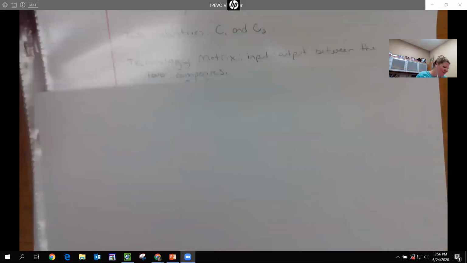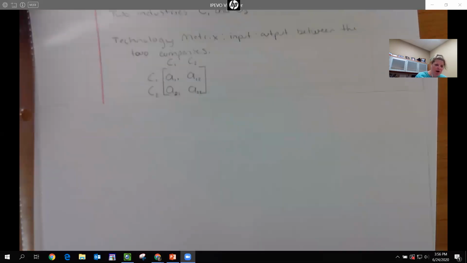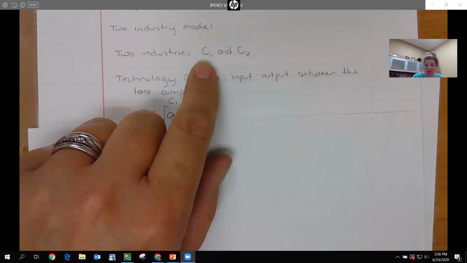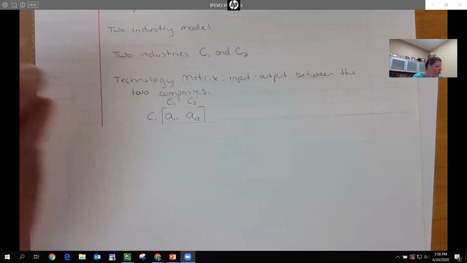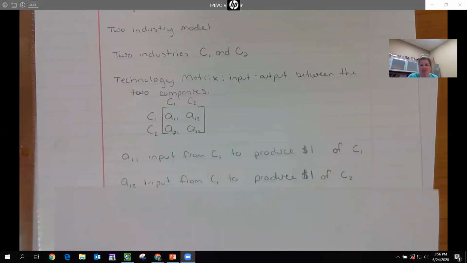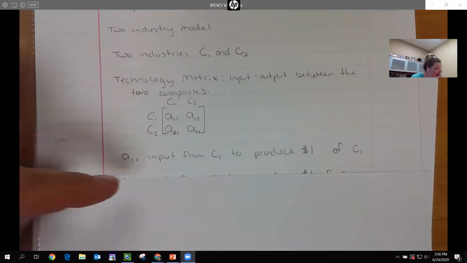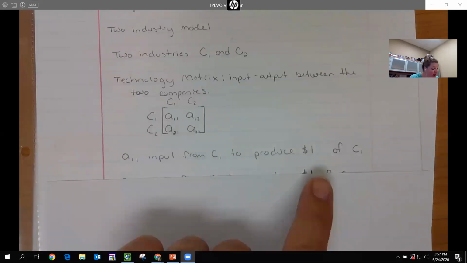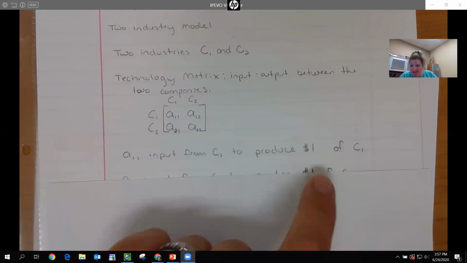What we're going to look at first is a two-industry model. Our two industries are going to be C1 and C2 just for this example. And we're going to start with what we call our technology matrix. This is our input and output between the two companies. So what do I mean by this? This spot, column 1, row 1, A11, is the input from C1 that produces $1 of C1.